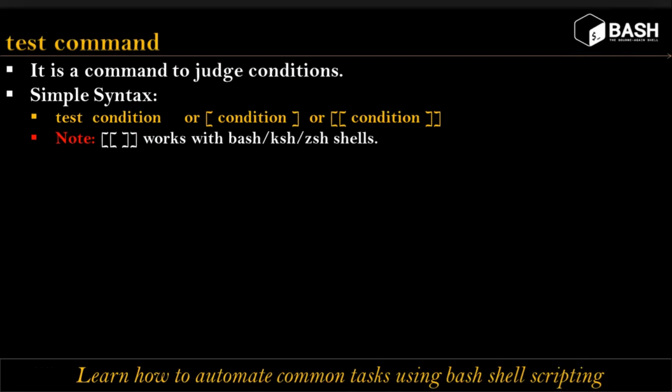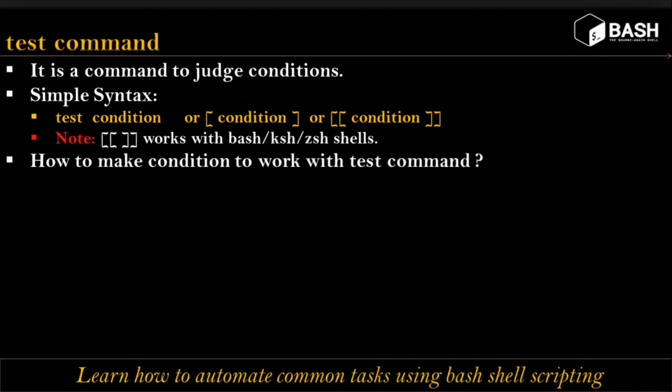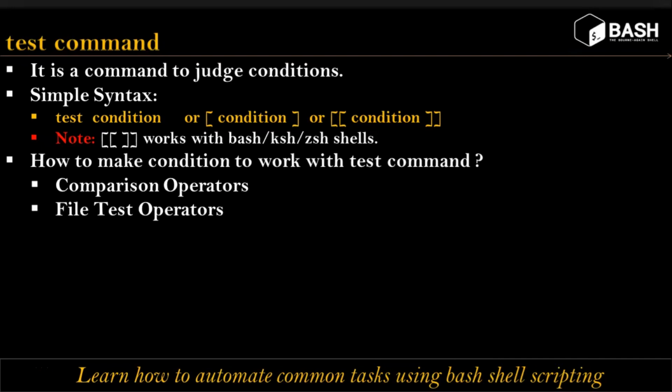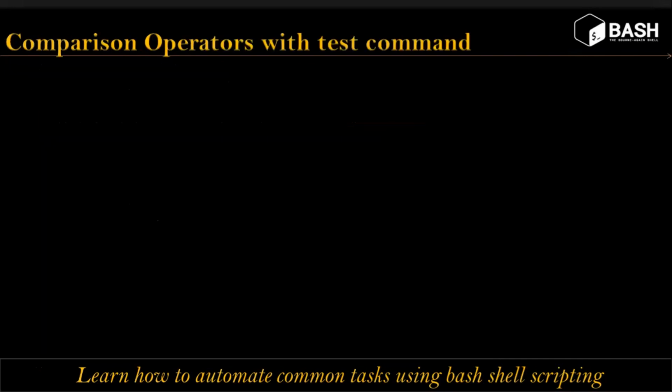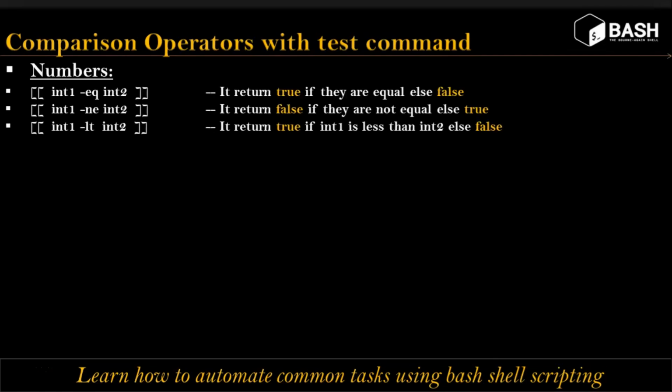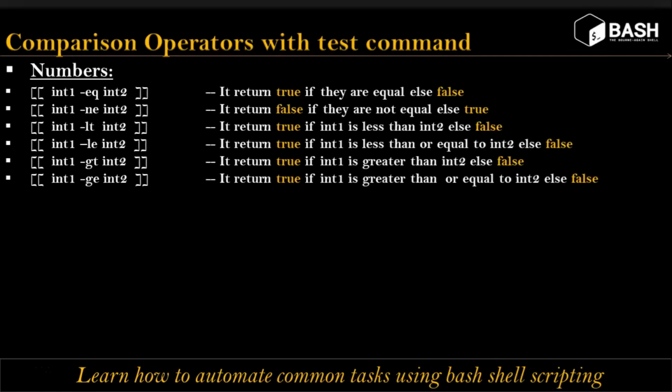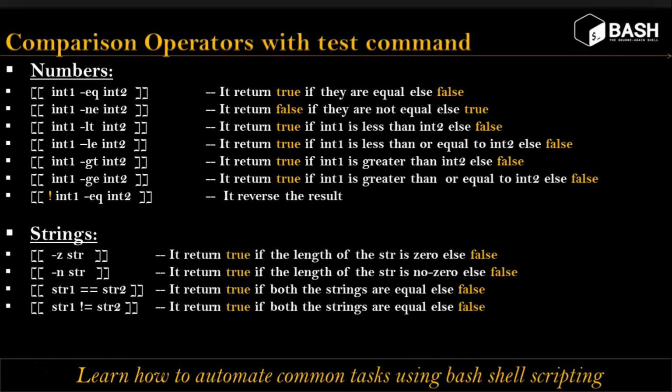That is a condition. And here, to create your condition to work with your test command, we have different types of operators. They are comparison operators and file test operators. Let me go with one by one. Comparison operators. Again, here also we have two sets of operators. First set is for numbers and second set is for strings. So these are the numbers comparison operators and these are the strings comparison operators. Let me explain about this.